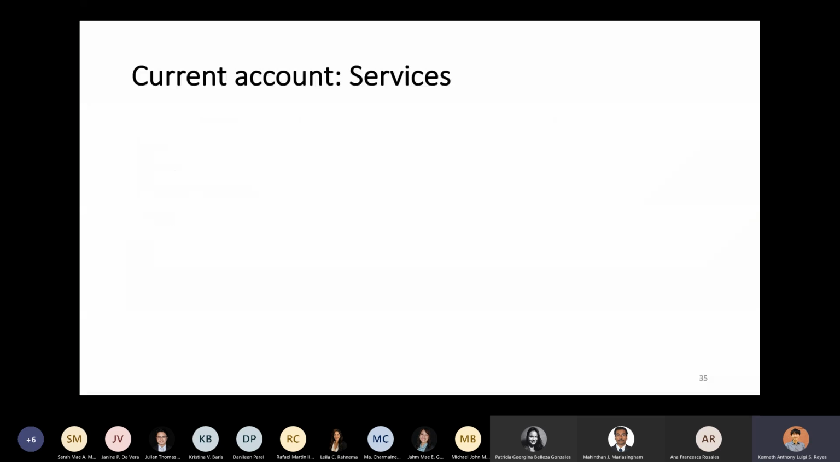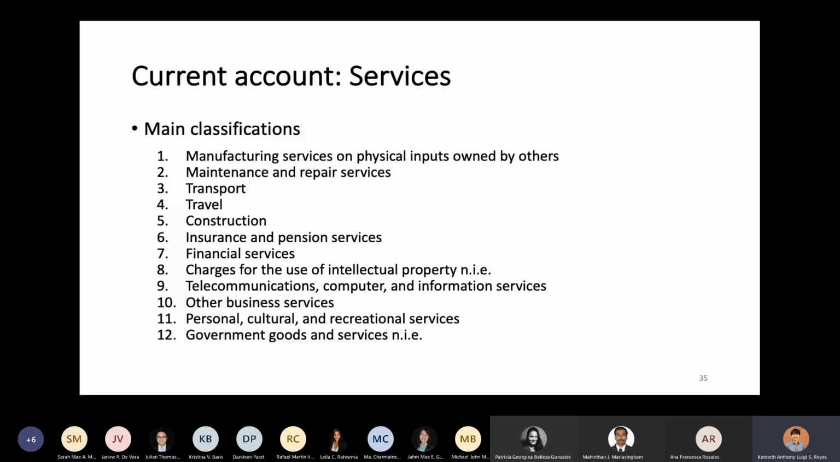Here are the main classifications. Of course, it's going to vary country by country, but these are what was listed in the BPM6. For today, I will just talk about these four in detail, because the rest either require a more involved discussion or they are at least consistent with our practices in the SNA in general. So in the interest of time, I'll just do these four for now.